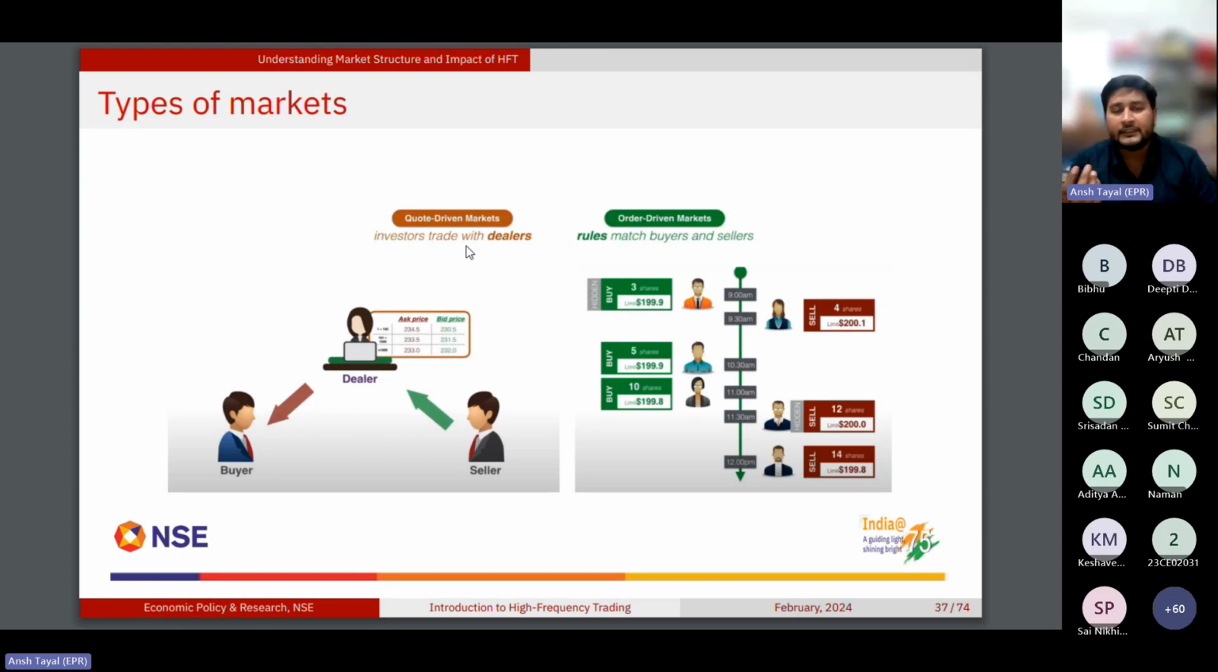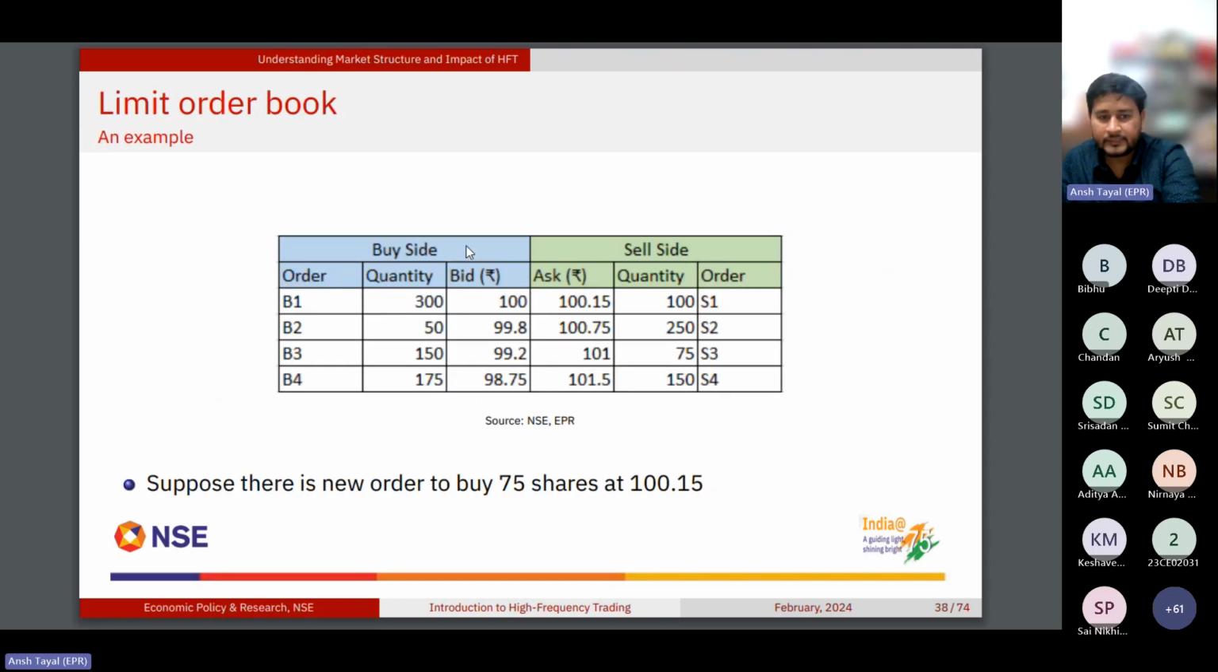So this is a quote driven system. Some of the exchanges, for example Nasdaq, is a quote driven system, as opposed to order driven systems where the rules match buyers and sellers. There is no dealer in between, there is no subjectivity in between. NSE, for example, is an order driven market, where you have rule-based matching. There is something called a limit order book using which the orders get matched. So what is a limit order book, for example?